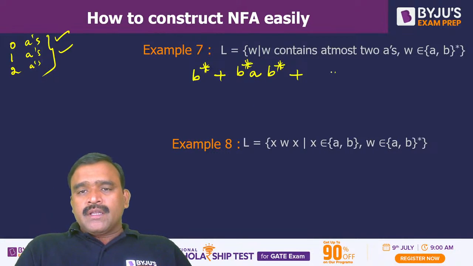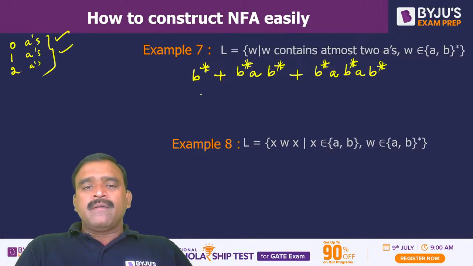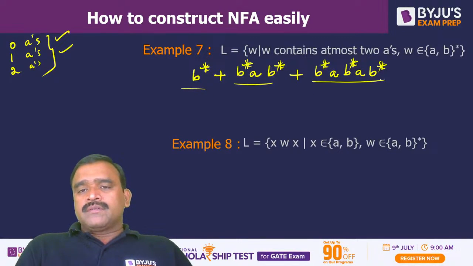So it is A, and before this A we can have any number of B's, and before and after every A any number of B's are allowed. So it is no A, one A, and then two A's.